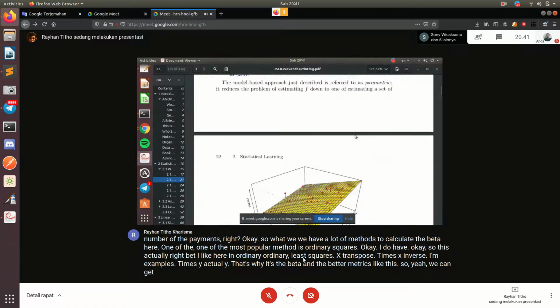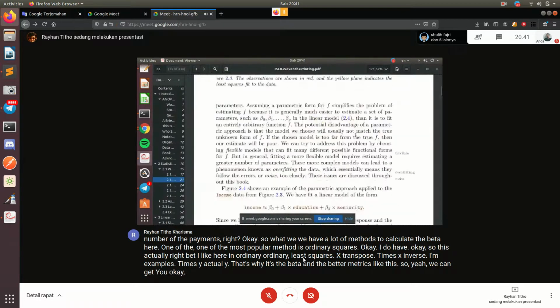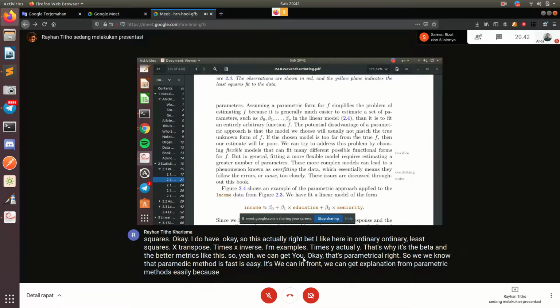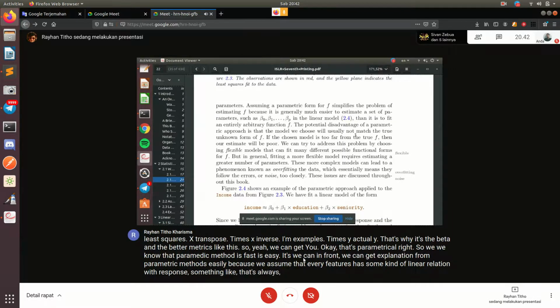Okay, that's the parametric method. So we know that parametric methods are fast and easy, and we can get explanations from them easily because we assume that every feature has some kind of linear relation with the response. So it's really easy to get an inference from parametric methods.